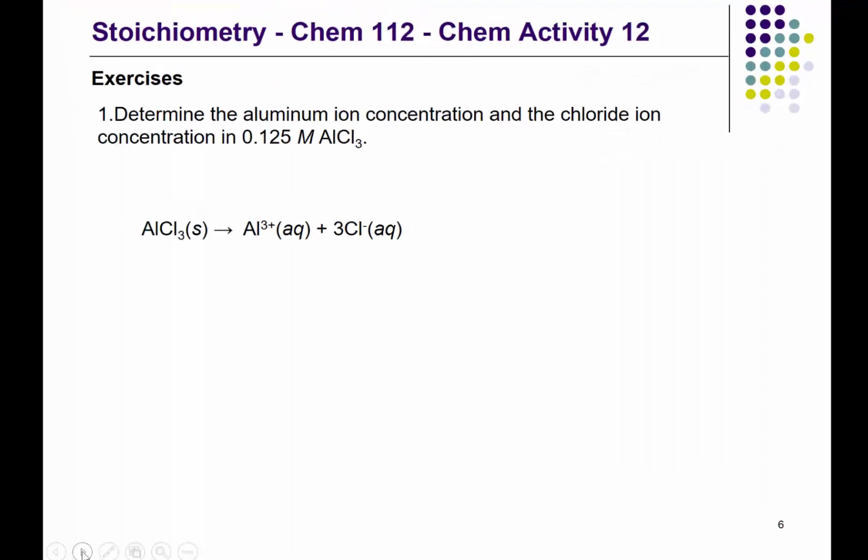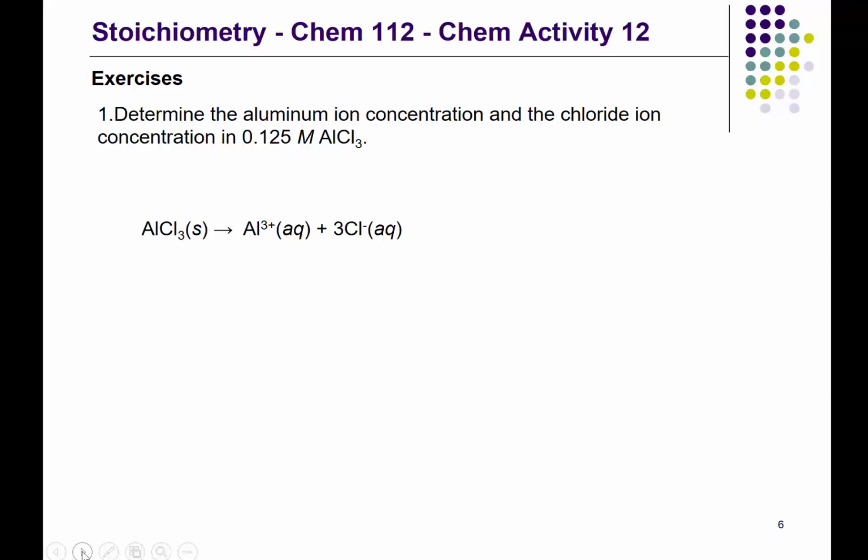So as a little bit of practice, I ask you to take a look at exercise number 1. Determine the aluminum ion concentration and the chloride ion concentration in a 0.125 molar aluminum chloride solution. I ask you to pause the video, but as a little bit of a hint, you don't need the molar mass of aluminum chloride here. So hopefully you pause the video.